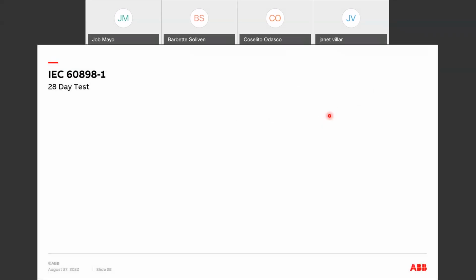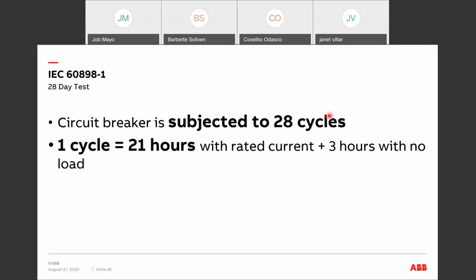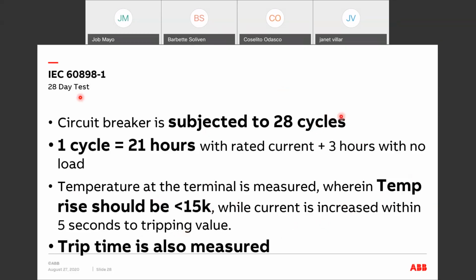So again, just to give you an idea, the IEC 60898-1 28-day test. Basically, the circuit breaker is subjected to 28 cycles. One cycle comprises 21 hours with rated current and 3 hours with no load. And the current is increased within 5 seconds to a tripping value. So the temperature is measured and the tripping time is also measured. It's basically a 28-cycle test, but one cycle is 1 day, so it's called the 28-day test.